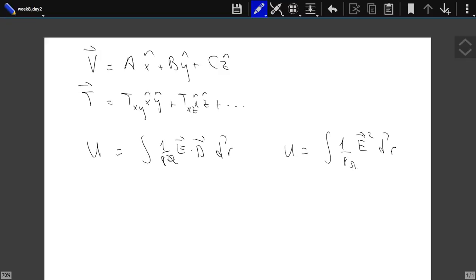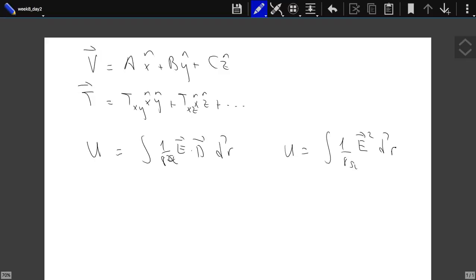Now, for example, let's look at this example. It's neutral, there are no charges anywhere. There are no free charges. What's the displacement field? Zero. There are no free charges. The displacement field is zero. So the right-hand side gives me zero. Now, the left-hand side gives me zero. D is equal to zero. But the right-hand side, does it give me zero?